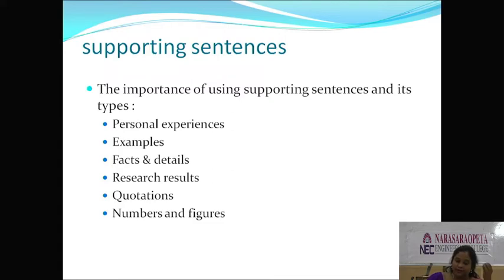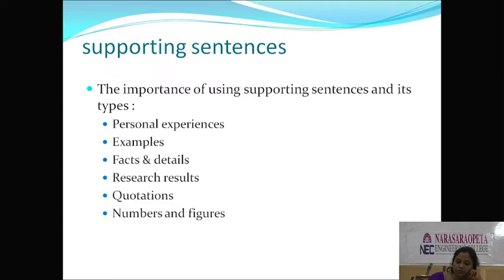When they read any of your writing, one should not get bored. So the first thing is the importance of using supporting sentences and its types. What can you include in a paragraph? What I mean is, what can I include, what can I write, and what I shouldn't add in it. These are the few things one has to keep in mind.